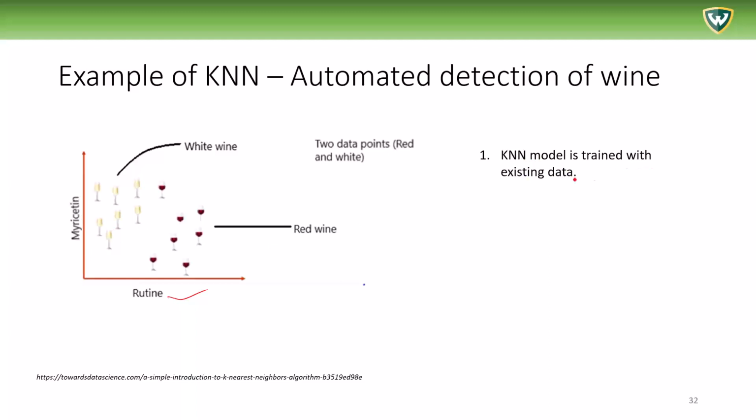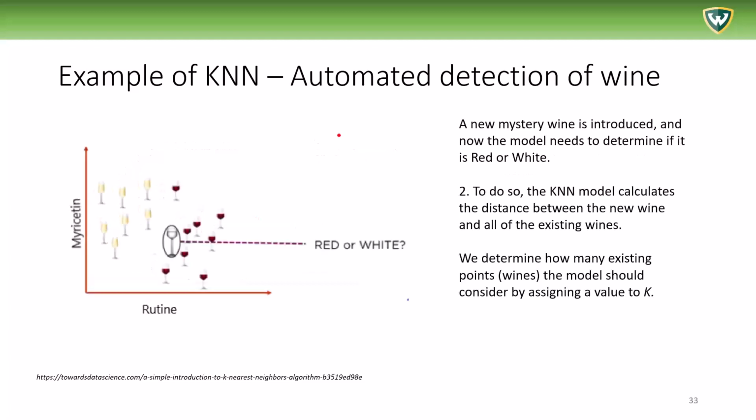The KNN model is trained with existing data, so the KNN is going to calculate how different the routine and the myricetine are from all of the other points from each other. It calculates the distance. And then we're going to have a new wine that is this X amount of routine and Y amount of myricetine. A new mystery wine is introduced, and now the model needs to determine if it is red or white. To do so, the KNN model calculates the distance between the new wine and all of the existing wines. So it checks how distant in terms of routine and myricetine it is.